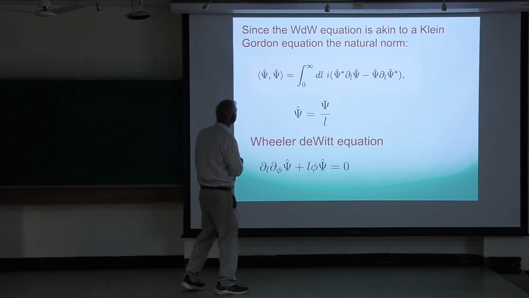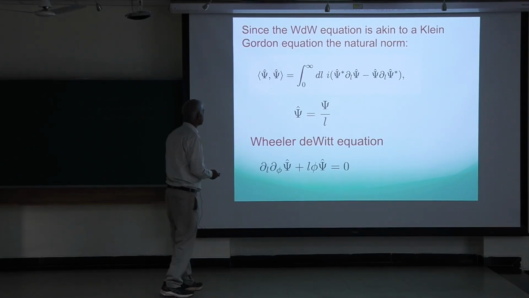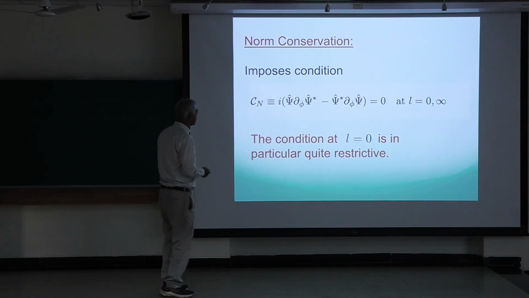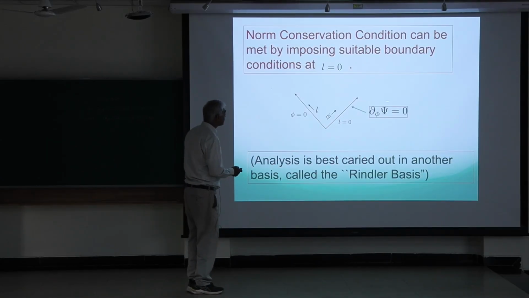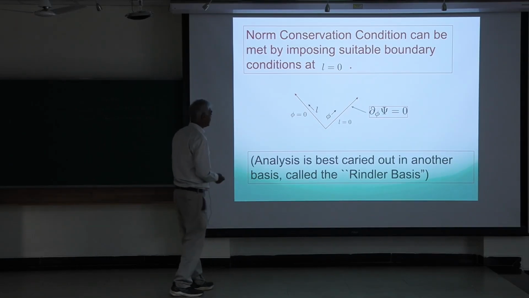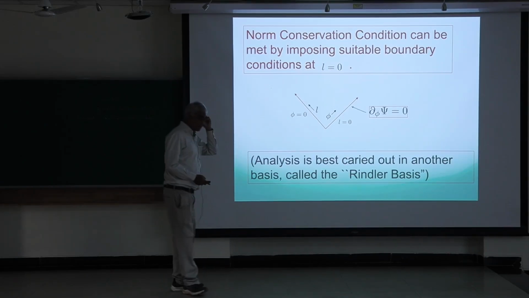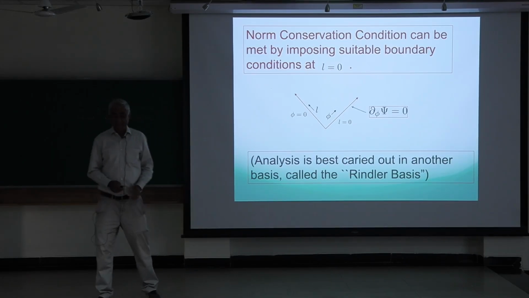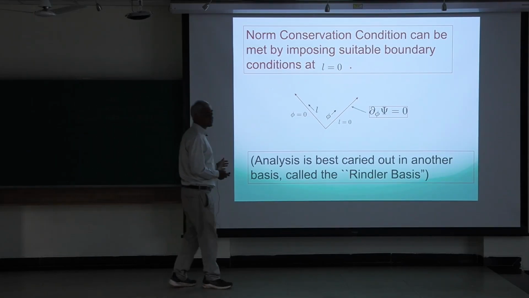If you want to have a conserved norm, you can't have any leakage from zero size universes. And that imposes a non-trivial condition, and that condition can be met by putting an analog of a Neumann boundary condition that the derivative of psi with respect to phi is 0 along L equal to 0. And after that, you really have a conserved norm, and now you really have a nice Hilbert space. You have the solutions, you have an inner product which is conserved, etc., etc.